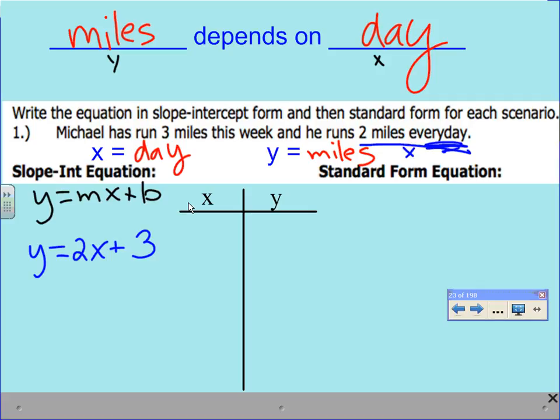Questions on that part? Okay, before we go to the next part, Madison, can you tell us after day 1, how many miles has he run? Good, 5. Andy, after day 2, how many miles has he run?